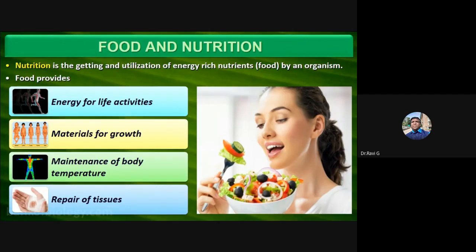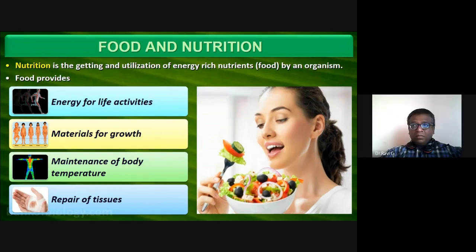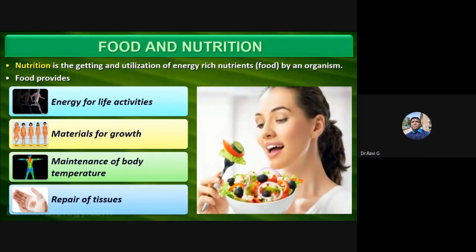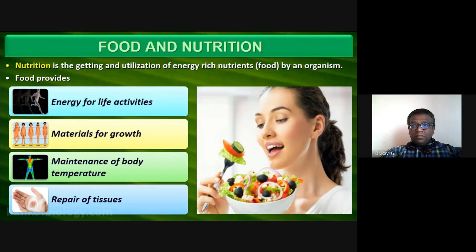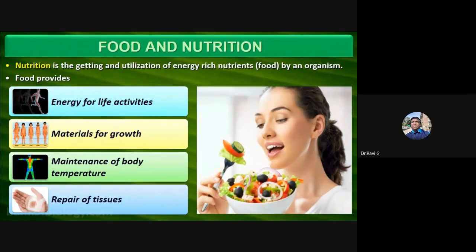So food and nutrition. What is nutrition? Nutrition is the getting and utilization of energy rich nutrients by an organism. So nutrition is obtaining energy rich food by an organism. It is the getting and utilization of energy rich nutrients, which are within the food, by an organism. So not only obtaining, but also utilizing the energy rich nutrients by an organism, we call it nutrition.